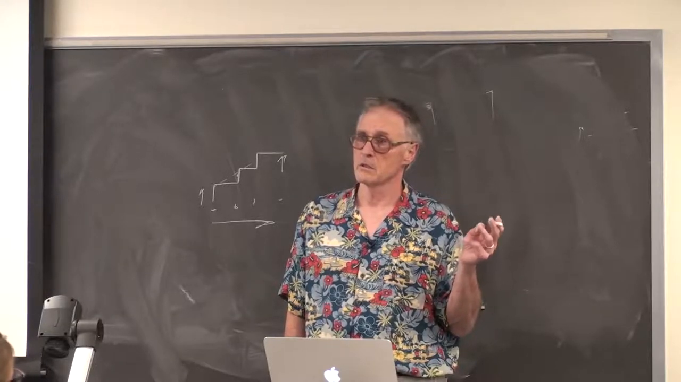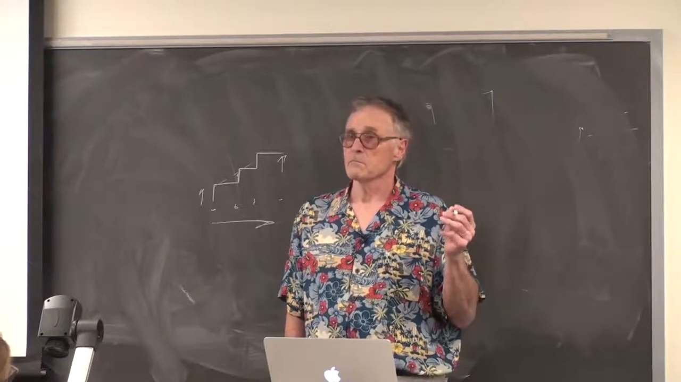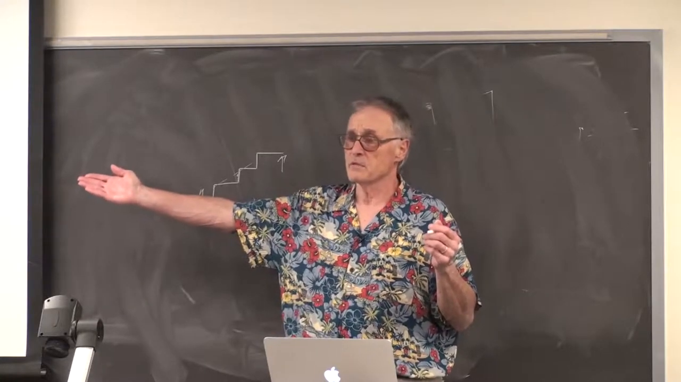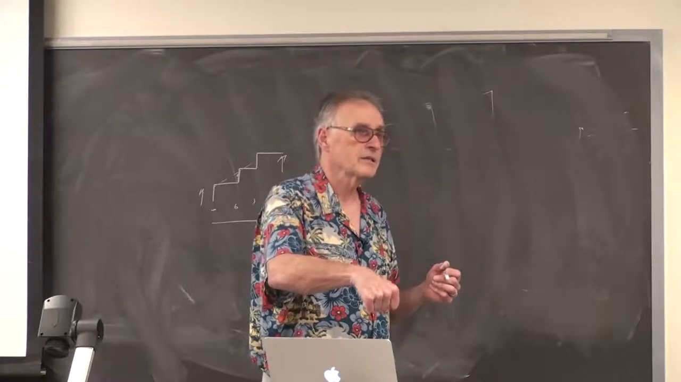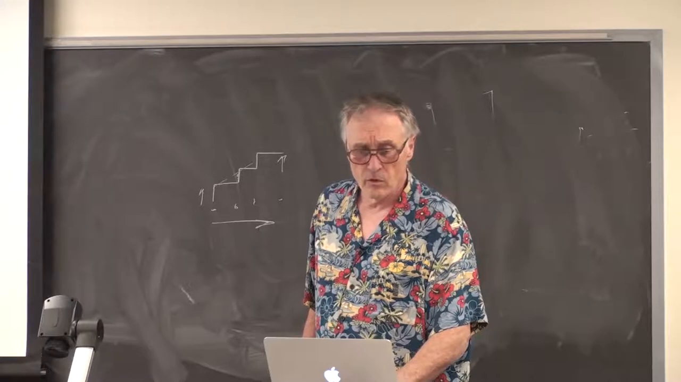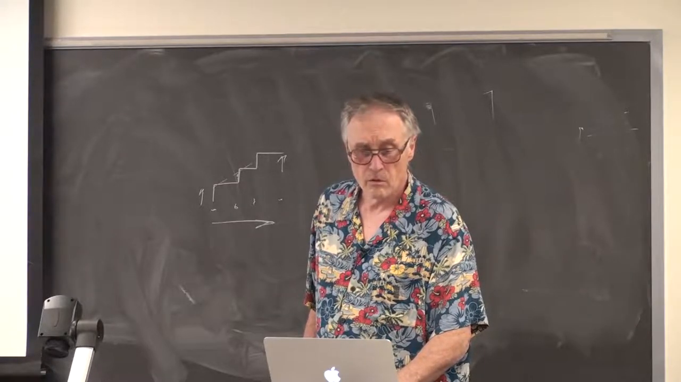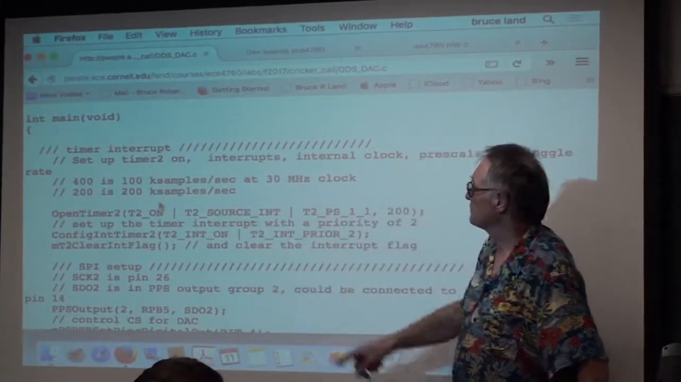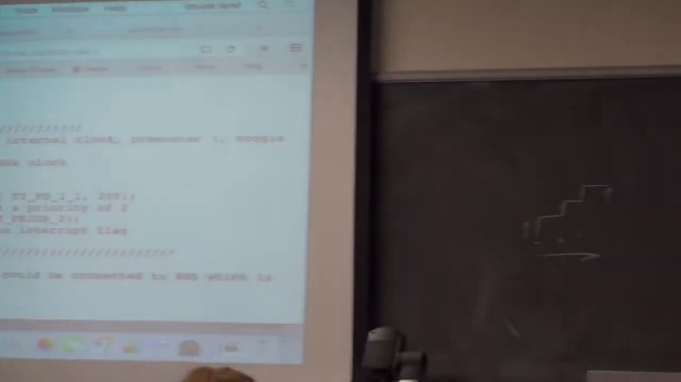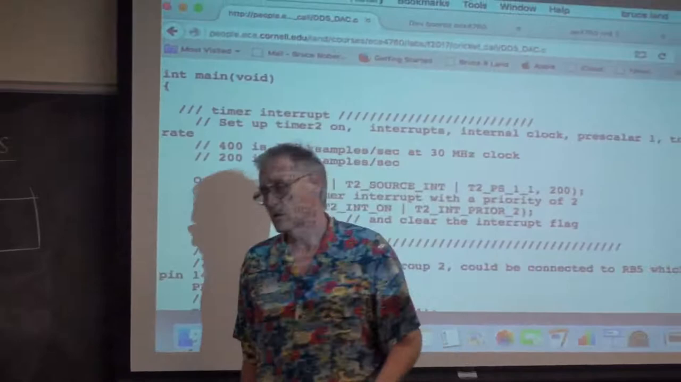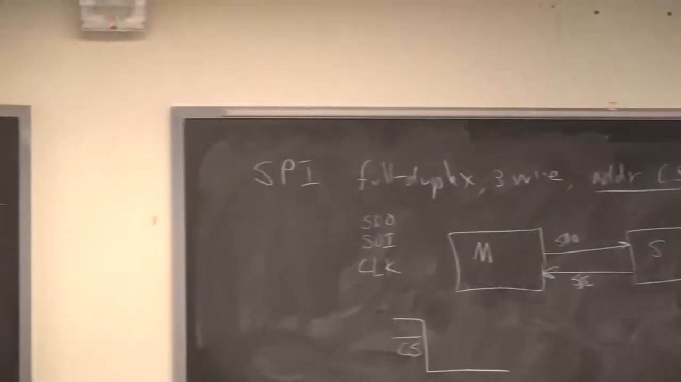What other questions? So one experiment you can do is take my code. It does DDS, no modulation. Turn up the clock until it breaks. What's my code set to? The timer 2 interrupt that's running this is set to 200 cycles, so that's about 200 kilosamples per second. Drop the number of cycles, see where it breaks. I believe that this will break sometime around 70 or so cycles.